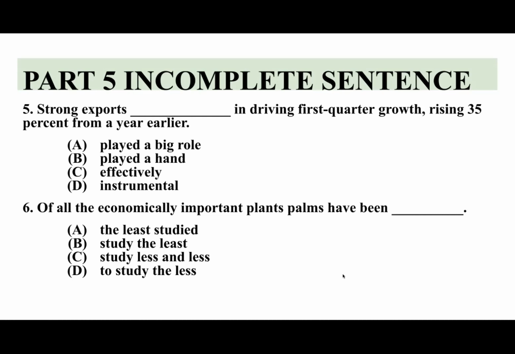Everyone type A for me, please. Of all the economically important plants, something has been studied. The list, studied. So here we can see "have been" plus past form, or past participle here. I would say that the answer must go only for A.